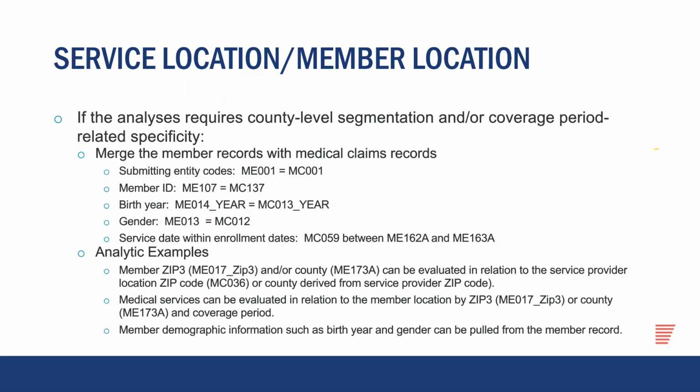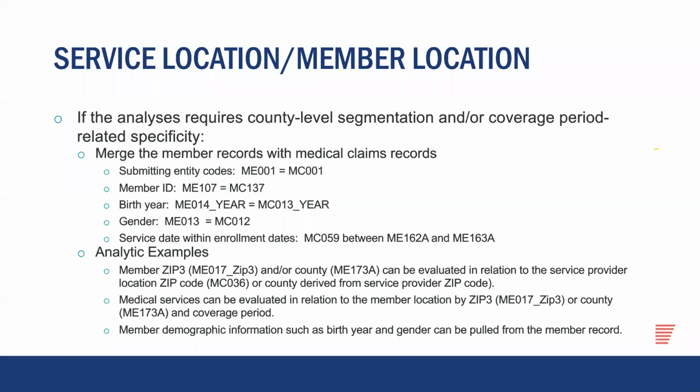Now, one drawback to that is that perhaps the submitter didn't update the member record. I mean, this happens a lot. It could even be that the dates of enrollment or disenrollment weren't updated appropriately. So you may have overlap, and you may have to decide which one you're going to use. So just be aware that you might want to check that.